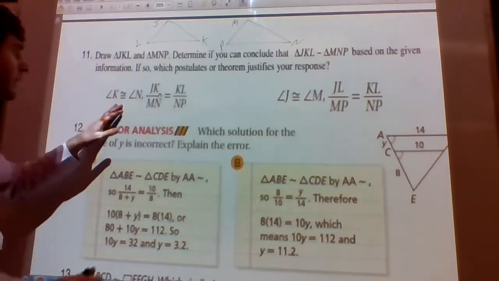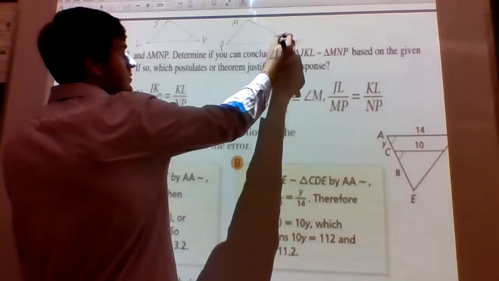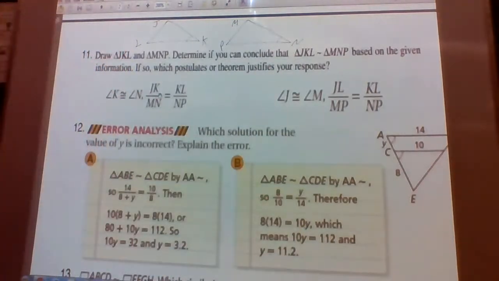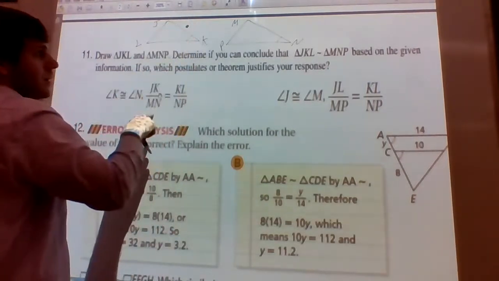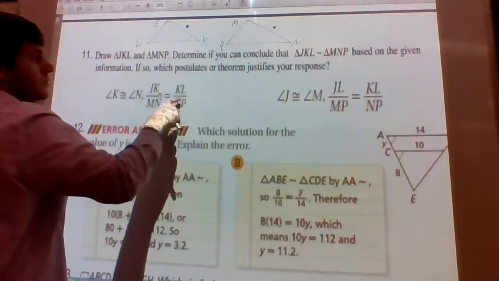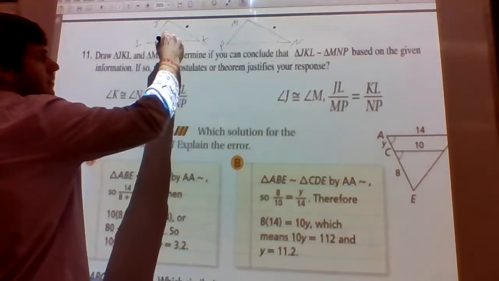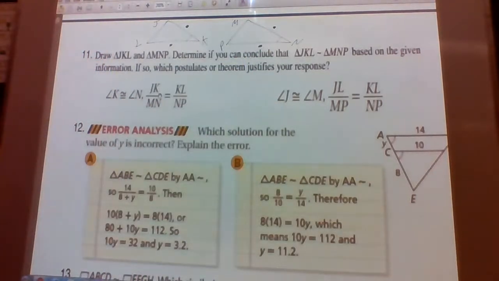This one is saying angle K is congruent to angle N. Okay, and we know that JK, which is right here, and MN, the ratio between these sides is going to be equal to the ratio between KL and NP. So can we conclude that they're similar?